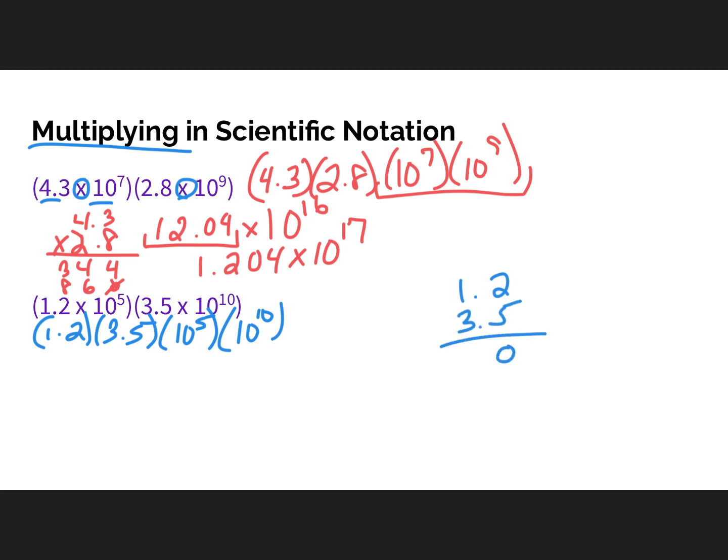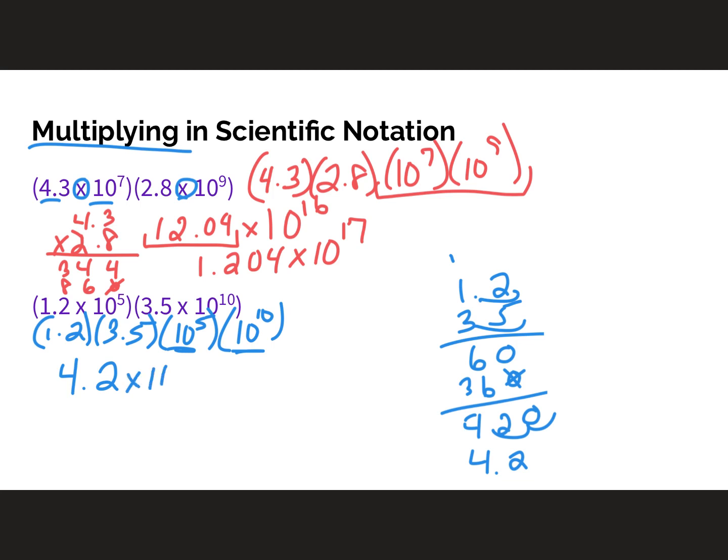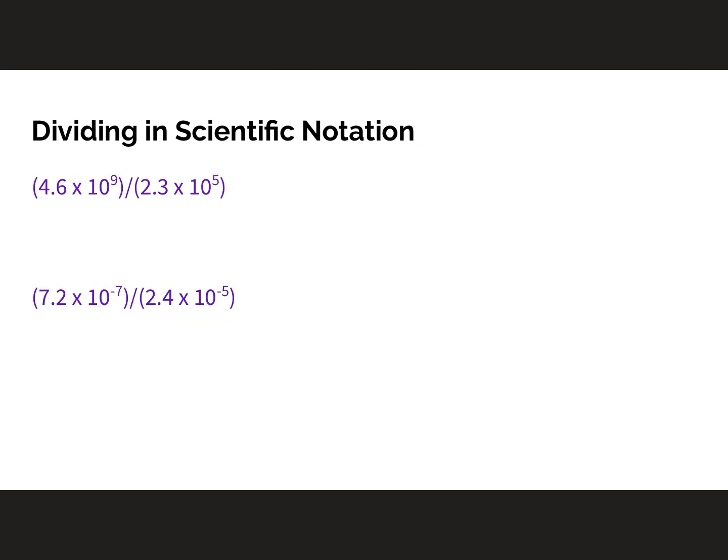5 times 2 is 10, 0, carry the 1. 5 times 1 is 5, plus 1 is 6. My space holder. 3 times 2 is 6. 3 times 1 is 3. So I have 0, 2, 4. And I have 2 digits left of the decimal, 1 here and 1 here. So I move it over 2. So that becomes a 4.2. So this is 4.2. 10 to the 5th power times 10 to the 10th power is 10 to the 15th power. Okay, that's not too bad.